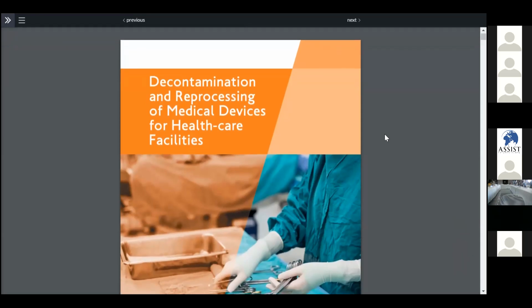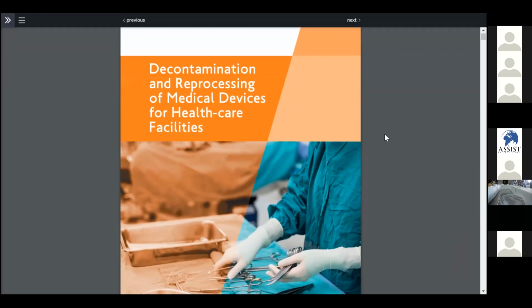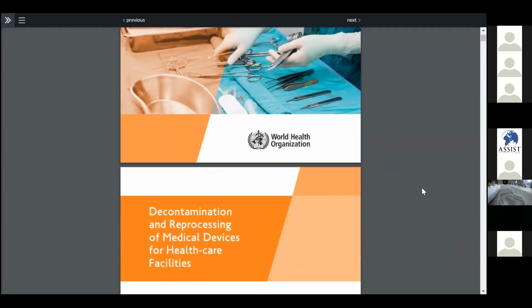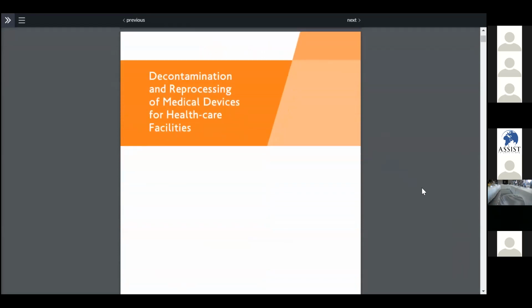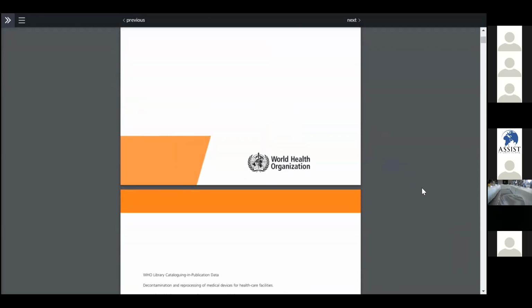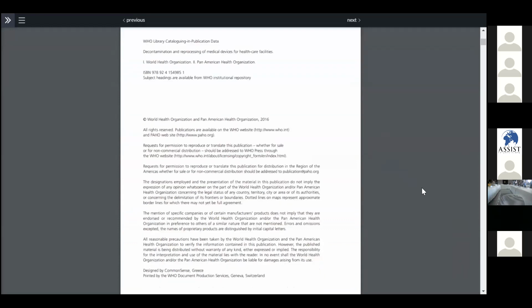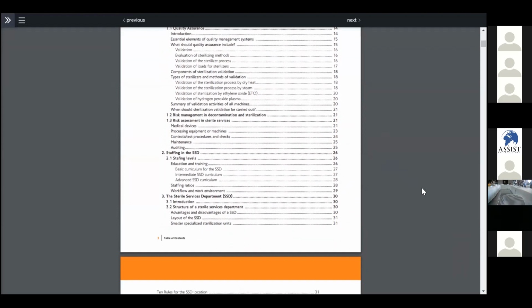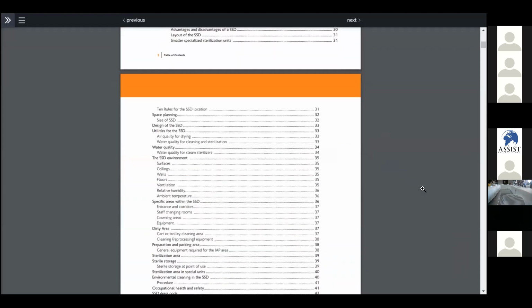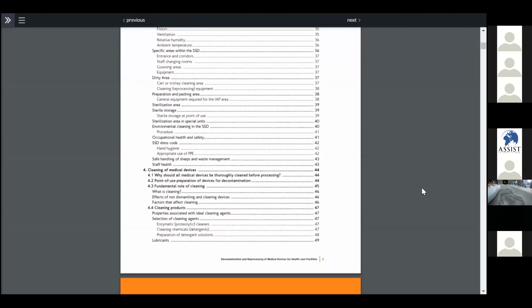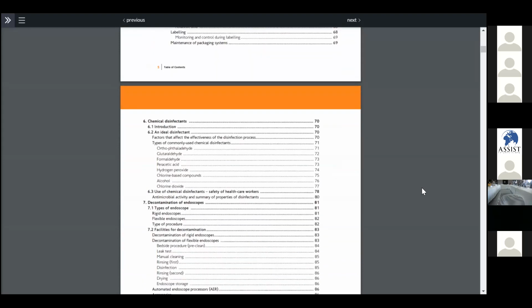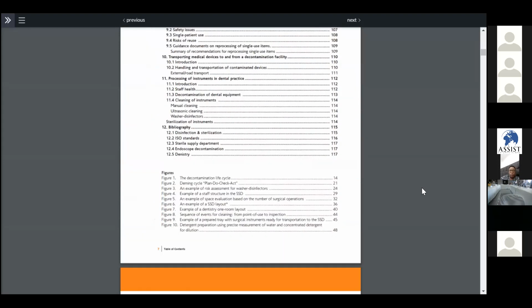So this is the decontamination and reprocessing of medical devices for healthcare facilities. Remember, when doing this, you have to encourage the person doing this to protect themselves. Remember, the viruses can stay on different environments for different times. So all this information can be downloaded on the WHO webpage, and then you go through them for further utilization in our institution and to make better guidelines to make sure that equipment is well sterilized and kept in a safe place. Thank you.